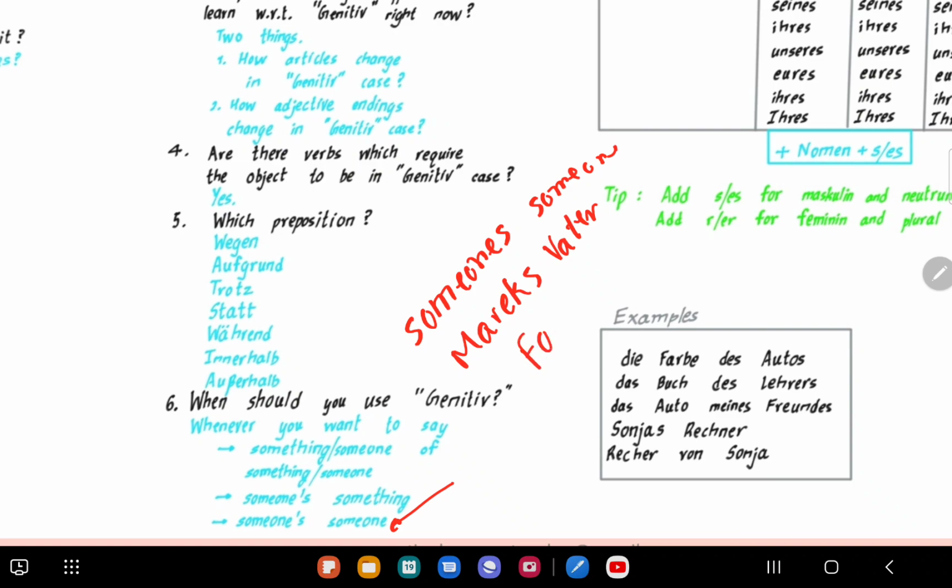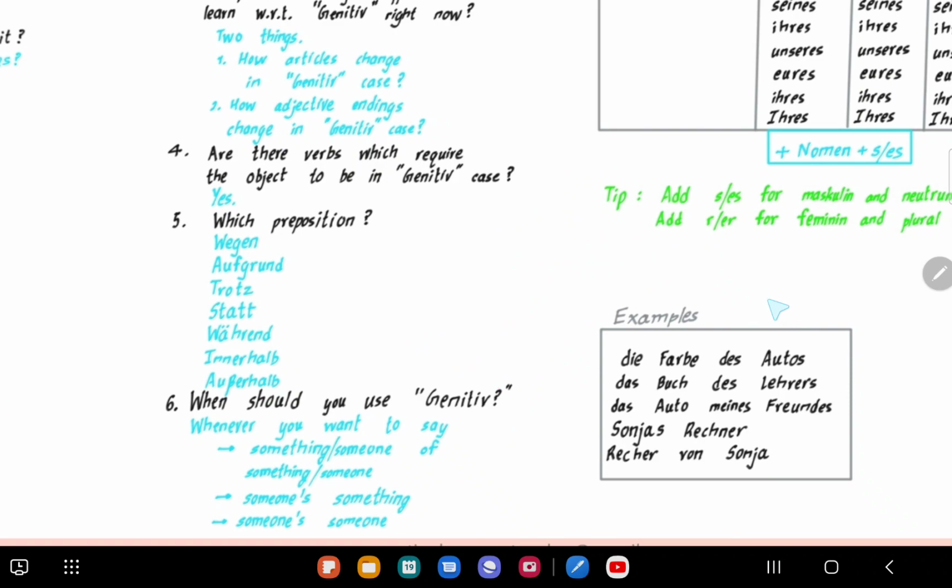So color is Farbe, it's die Farbe, and car is Auto, das Auto. How do you write die Farbe of the car, of the Auto? The way you write this is you just change this article to this and you add s after it. We'll go through it, but first I'll tell you why you need the genitive case.